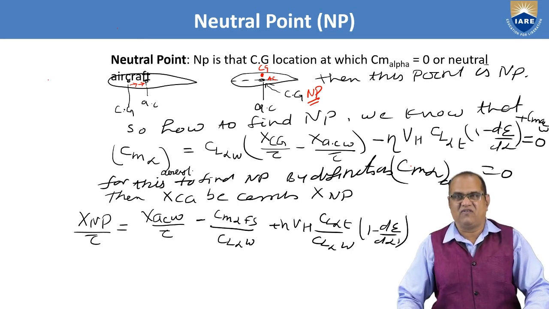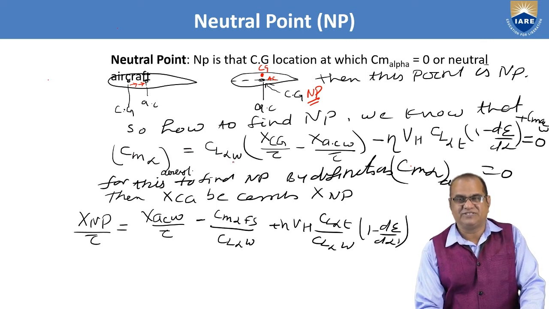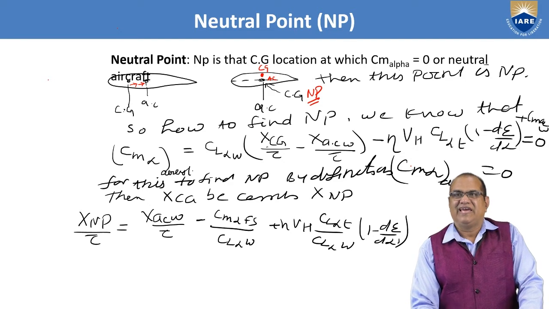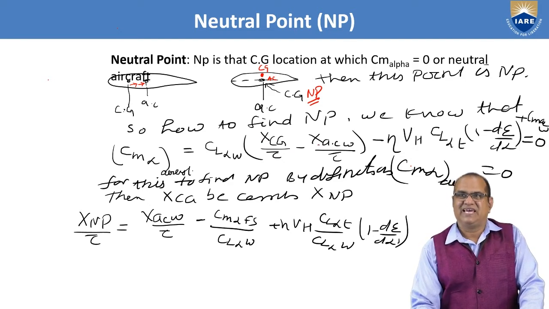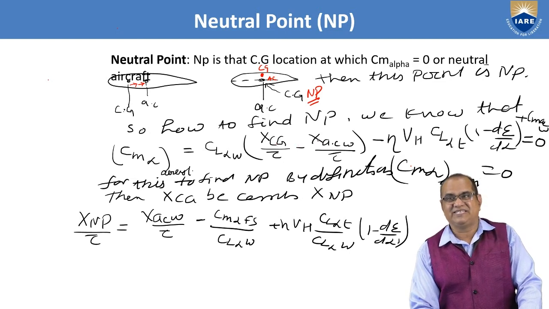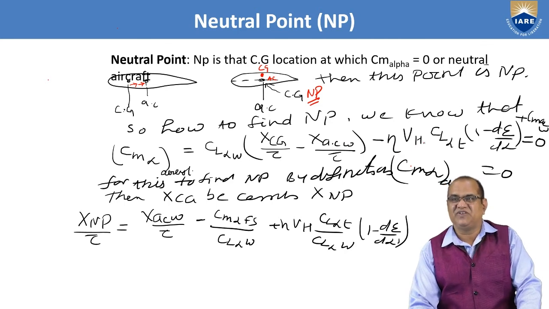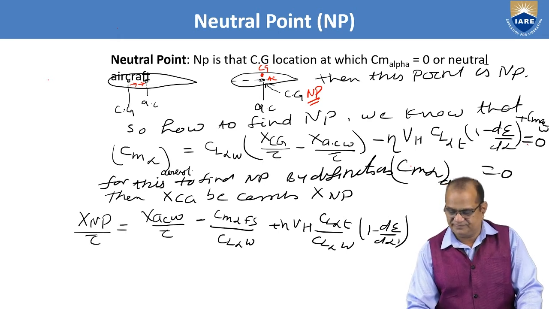We know that CM alpha is equal to CL alpha W, which we have just derived, times XCG by C bar minus XAC W by C bar, where XCG is the distance from the leading edge to the center of gravity, and XAC is the distance to the aerodynamic center, minus eta VH CL alpha T times 1 minus d epsilon by d alpha, is equal to 0.